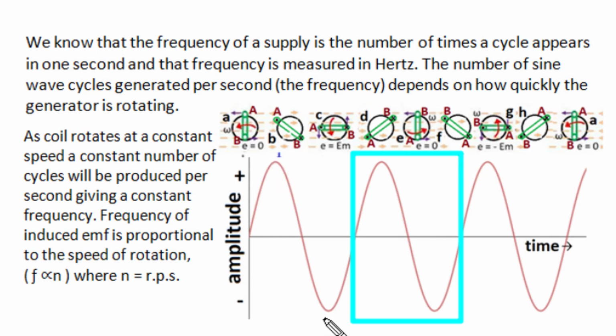In a standard sinusoidal wave, one cycle is a set of non-repetitive values that repeat themselves again and again, and the number of times such cycles appear in 1 second is known as the frequency of the sinusoidal supply, and this frequency, or cycles per second, is measured in hertz. The frequency of sinusoidal supply depends on how quickly the generator is rotating. In our example, when this rectangle coil makes one complete rotation, one cyclic variation of induced EMF will be produced.